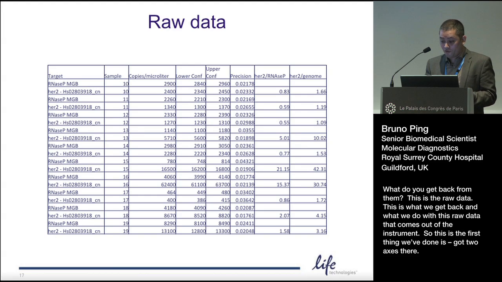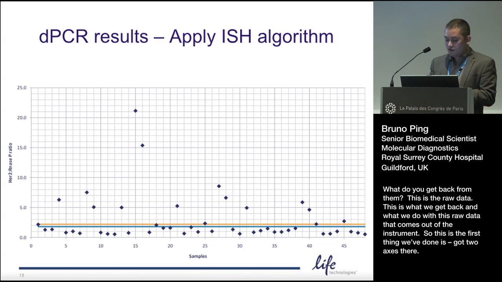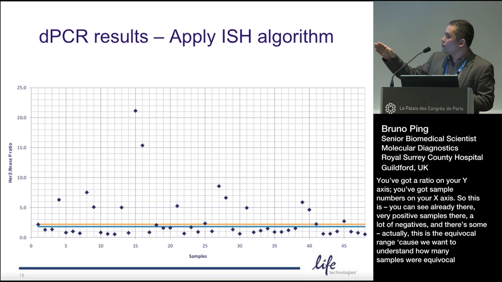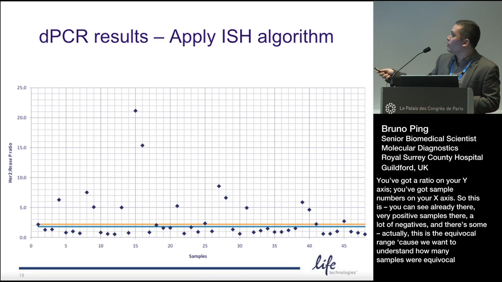What do you get back from them? This is the raw data. This is what we get back, and what we do with this raw data that comes out of the instrument. So this is the first thing we've done. We've got two axes there. You've got a ratio on your y-axis and sample numbers on your x-axis. You can see already there are very positive samples, a lot of negatives, and this is the equivocal range, because we want to understand how many samples were equivocal.